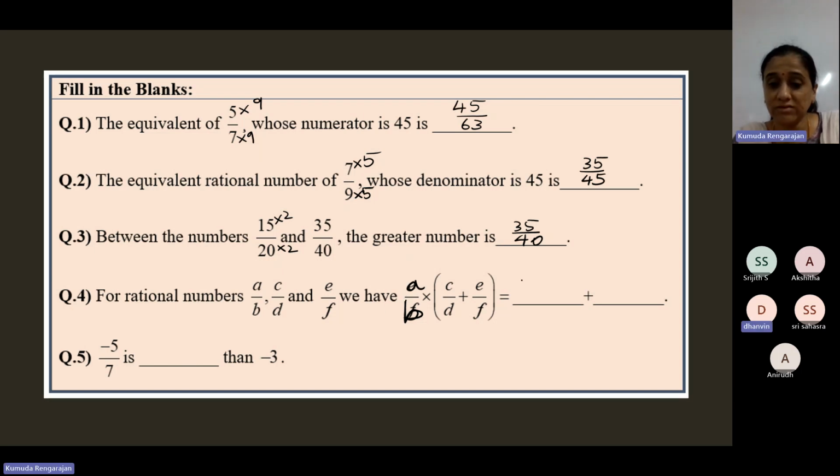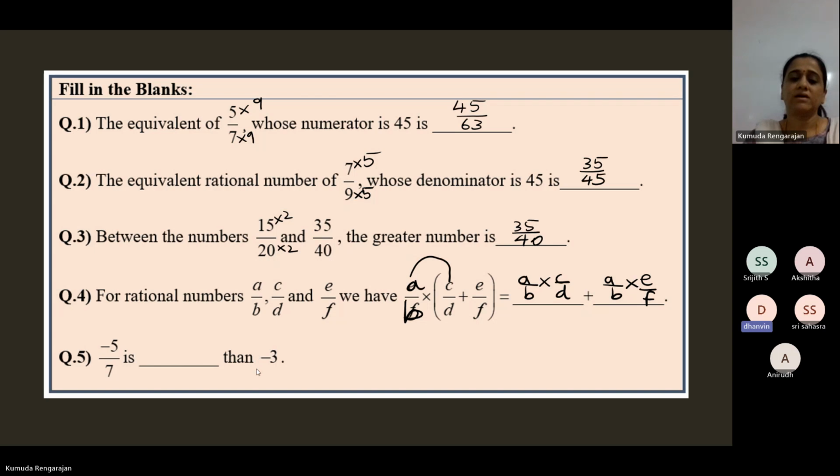Correct. But A by B into C by D, you're right. Maybe A by B into E by F. Correct. A by B into C by D plus, because there's a plus sign here, plus A by B into E by F. Correct.